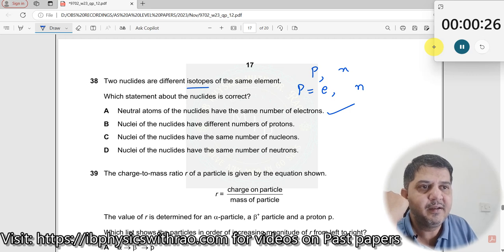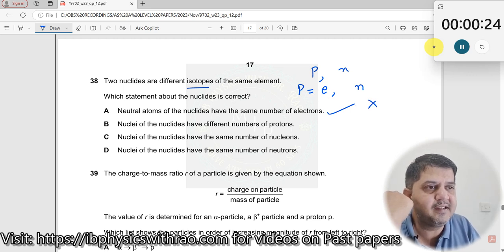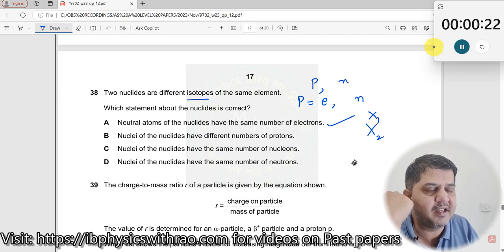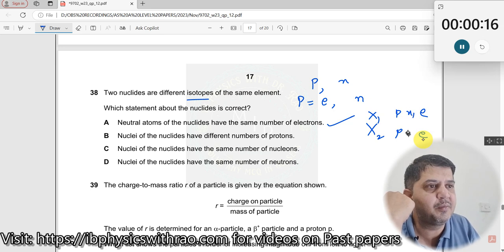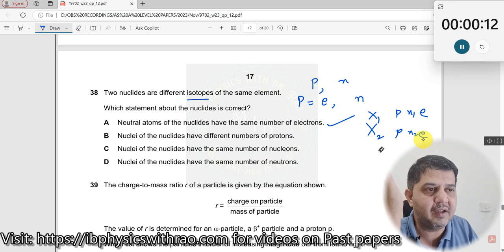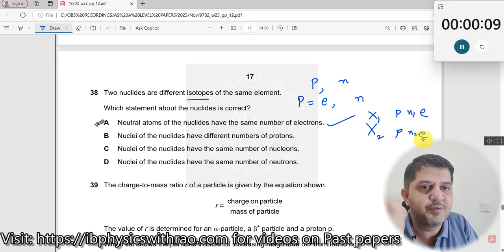It's correct, because if I have two nuclides, X1 and X2 over here, they will have the same proton number, they will have the same electron number, but the neutron number will be n1 and n2. Okay, neutron number should differ, proton and electron number should not differ if it's a neutral atom. So option A is the right option.